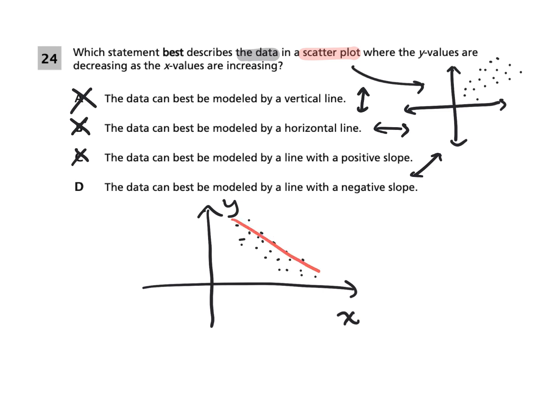If I put a negative slope line, it fits my data the best, okay? The others just don't fit the data that well. They do fit the data, but just not in the best way. All of these options have the word best in it. So all of them work, but D works the best, okay?